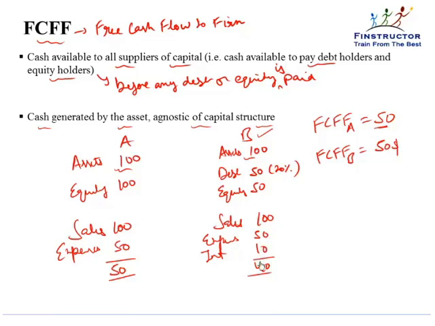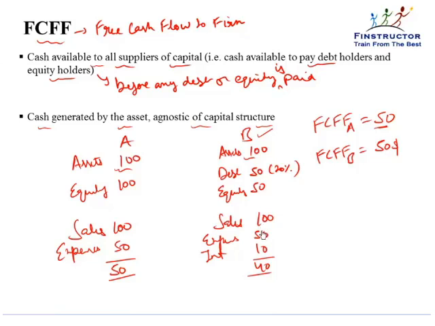This 50 becomes 40 when I pay $10 to my debt holders. But free cash flow to firm, please recall, is calculated as the cash available to all suppliers of capital, that is before any debt or equity is paid. So the free cash flow to firm for company B will also be 100 minus 50, as 50. So this proves that the two assets have similar performance.